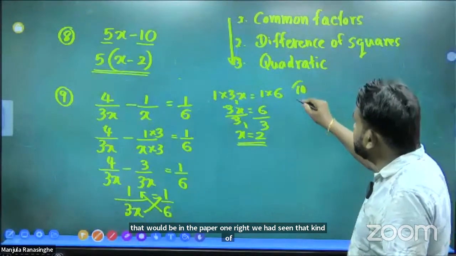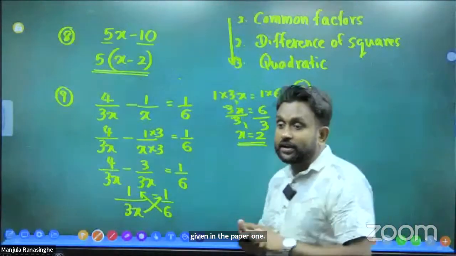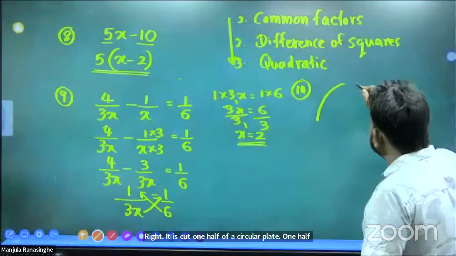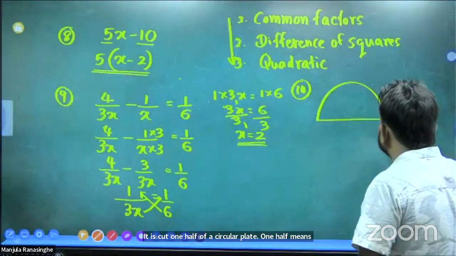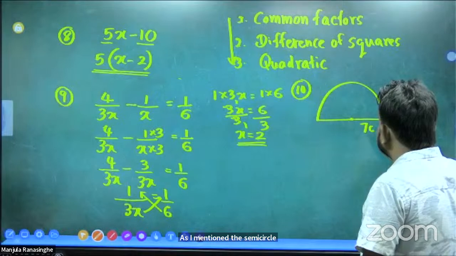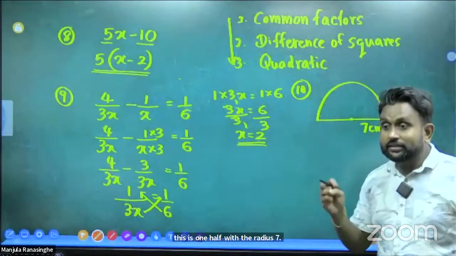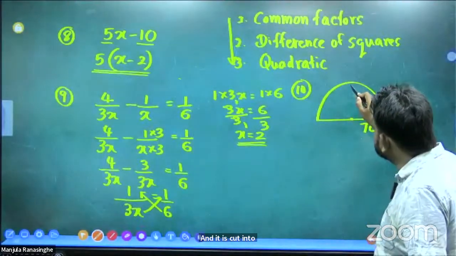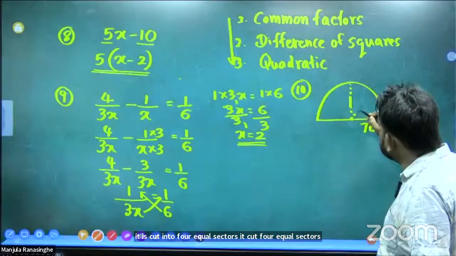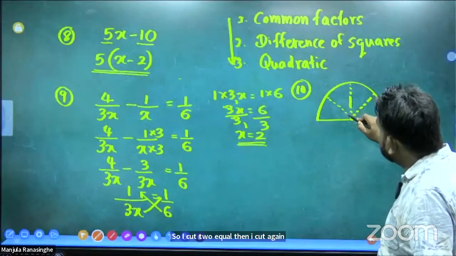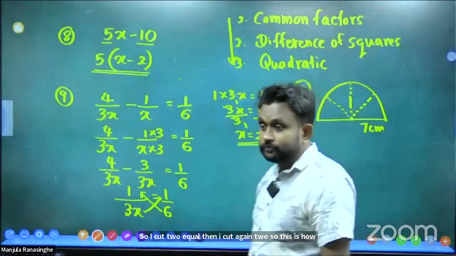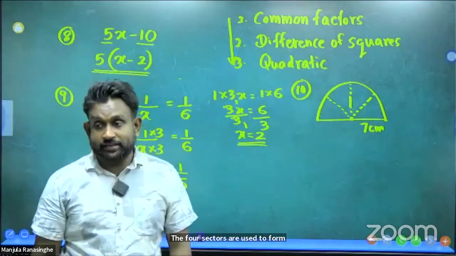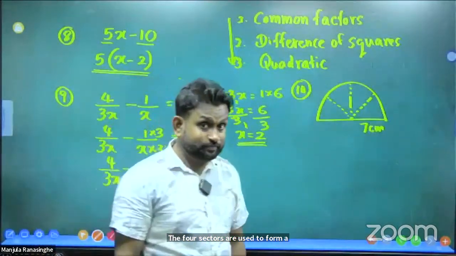Question number 10. Now we are dealing with it. It is cut one half of a circular plate. One half means, as I mentioned, the semicircle. This is one half with the radius 7, and it is cut into 4 equal sectors. So I cut 2 equal, then I cut again 2. This is how you cut into 4 equal sectors. The 4 sectors are used to form a flower with 4 petals. Find the area of the 4 petals of the flower.